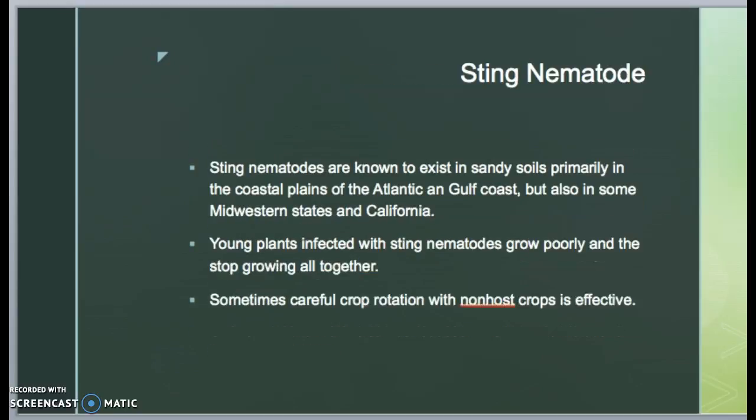Sting nematode. Sting nematodes are known to exist in sandy soils primarily in the coastal plains of the Atlantic and Gulf Coast, but also in some Midwestern states and California. Young plants infected with sting nematodes grow poorly and stop growing altogether. Sometimes careful crop rotation with non-host crops is effective.